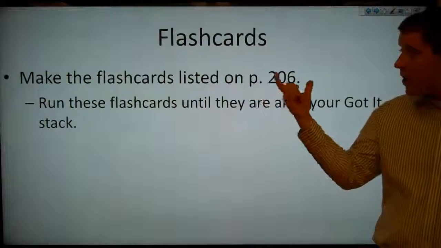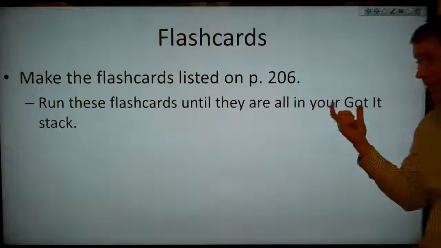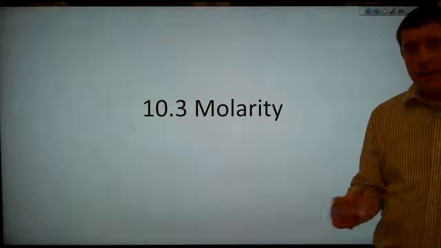So make the flashcards listed on page 206 in the textbook, and run these flashcards until they're all in your got it stack. And that was molarity.